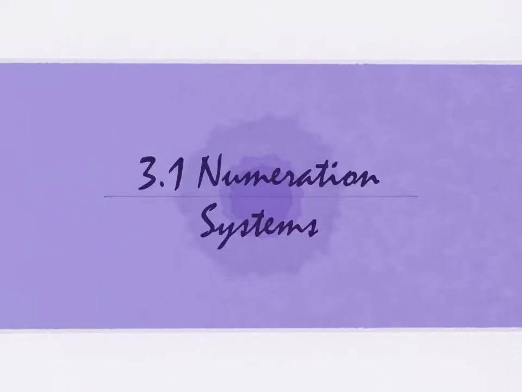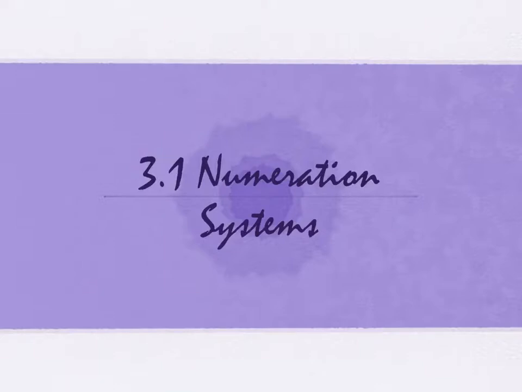Section 3.1 is titled Numeration Systems. So the first thing to talk about is what we mean by the phrase numeration systems. A numeration system is a number system. Numeration is for number, and it's the way that we operate with our number system.